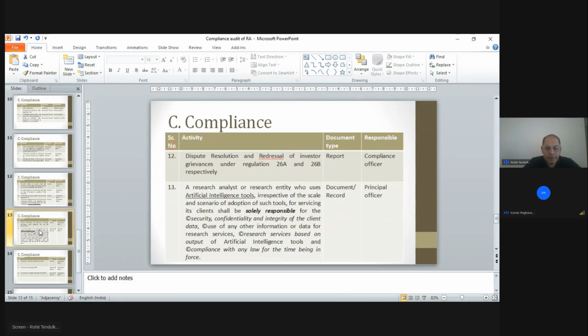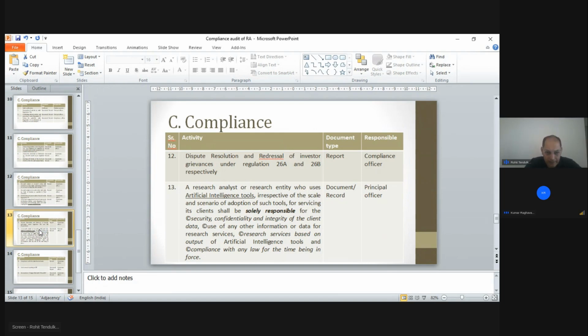Point number 12 is on dispute resolution and redressal of investors' grievances under Regulation 26A and 26B, respectively. There is a time limit for dispute resolution and redressal of investors' grievances. So, all grievances or disputes must be reported by the compliance officer, and it must be resolved by the compliance officer within the time frame as per the regulation.